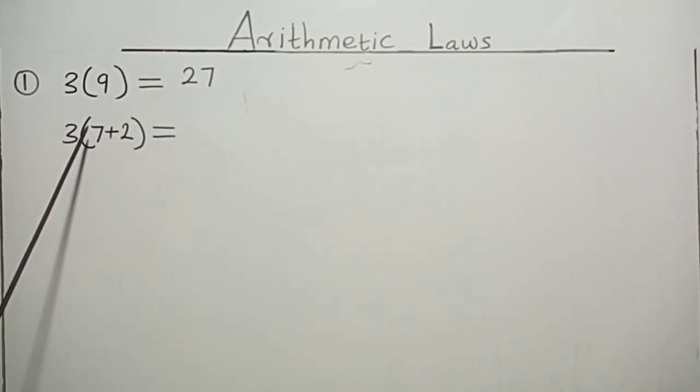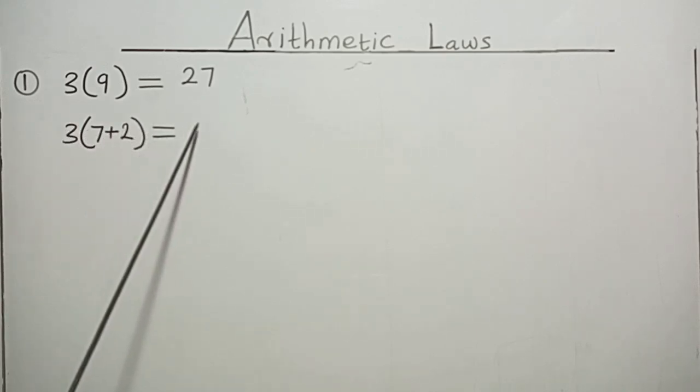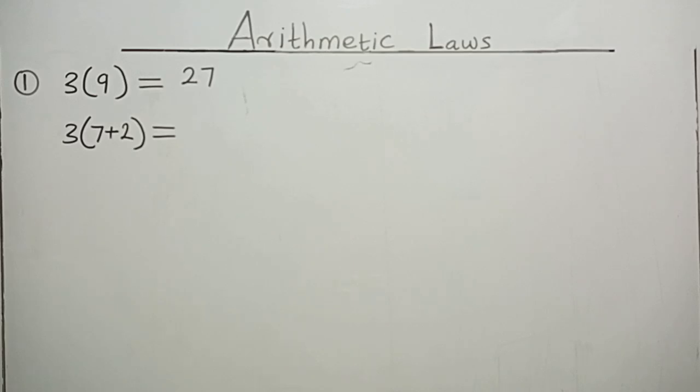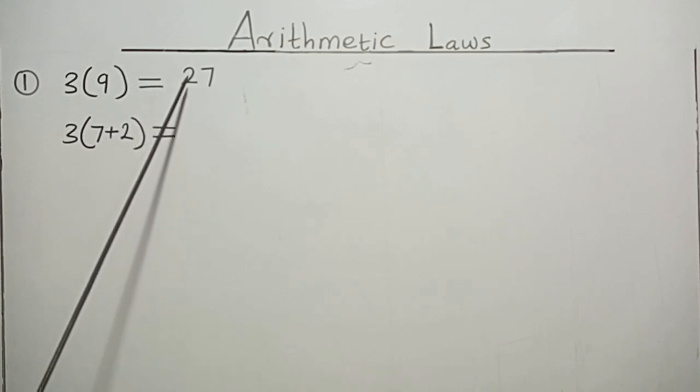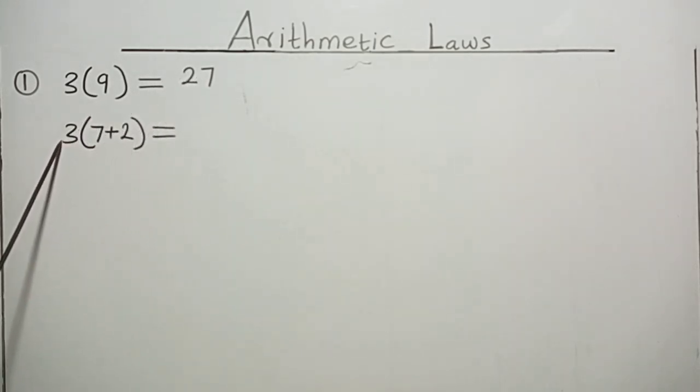What about this? 3(7 + 2). What is the answer? Before you tell the answer, what is the meaning of this number operation? In plain terms, what is the instruction? Compare it with the first one. The first one says multiply 3 by 9 or multiply 9 by 3. That is why the answer became 27. So here, what is the instruction?